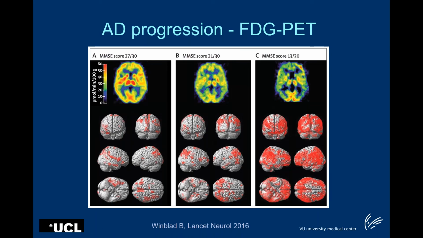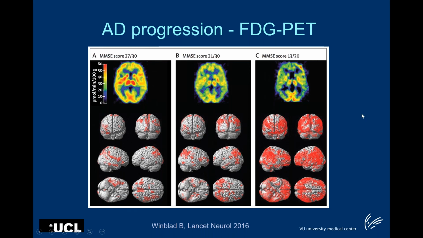Looking at disease progression, here's a cartoon showing progression of hypometabolism. This is an early patient with AD with a relatively normal MMSE score, with normal metabolism, tracer uptake showing normal metabolism in the cortex. And then as disease progresses, these are different patients, you can see that there is progressive loss of tracer uptake, so progressively lower metabolism. And on the statistical maps, you can see that the whole brain becomes diffusely abnormal.